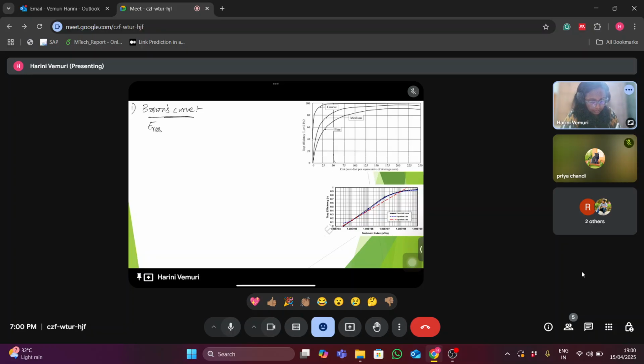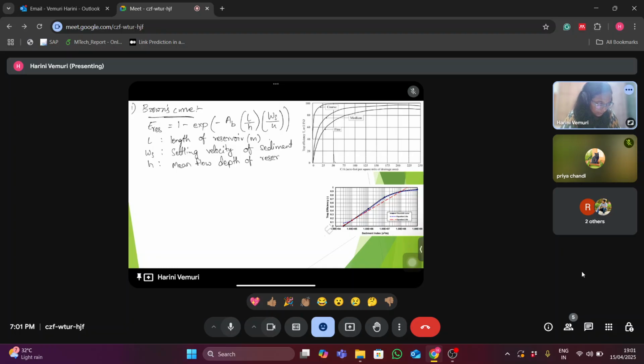The equation for that is E equals 1 minus exp(minus AB times L by H times WS by Q), where L is the length of the reservoir in meters, WS is the settling velocity of sediment, H is the mean flow depth of the reservoir, Q is the mean flow velocity of the reservoir, and AB is a coefficient whose value is generally fixed as 1.055.